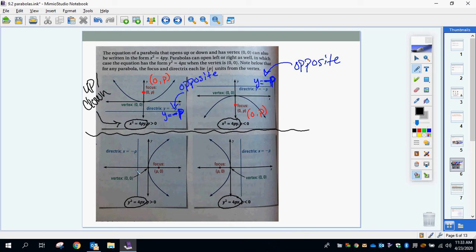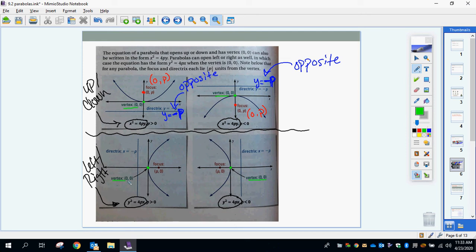So up or down is x squared, and left or right is y squared. All of these, I forgot to mention, have their vertex at (0, 0), so we're never going to shift it. That should make it a little bit easier on you. The vertex is at (0, 0).